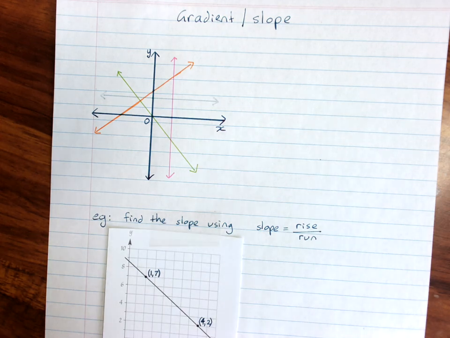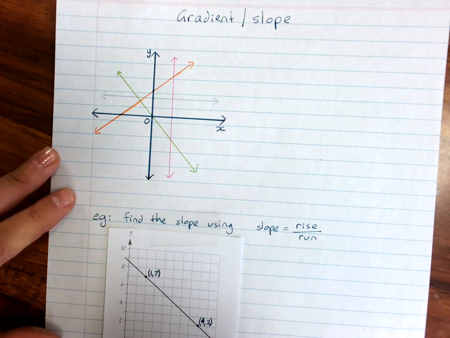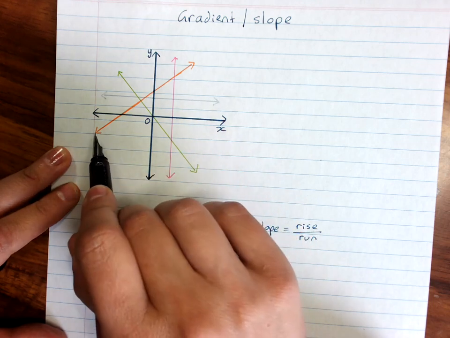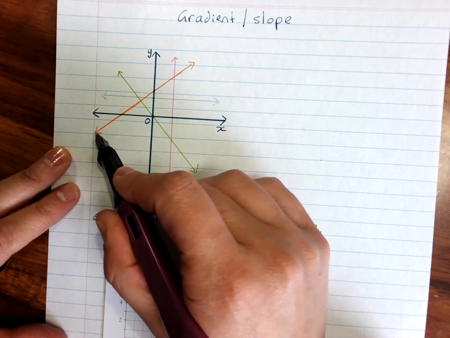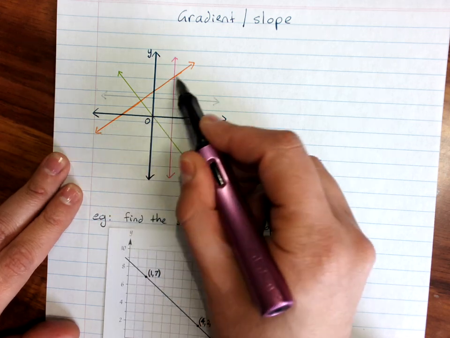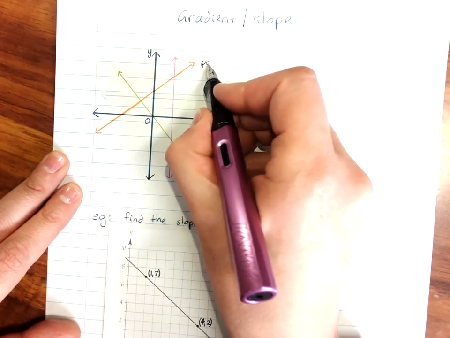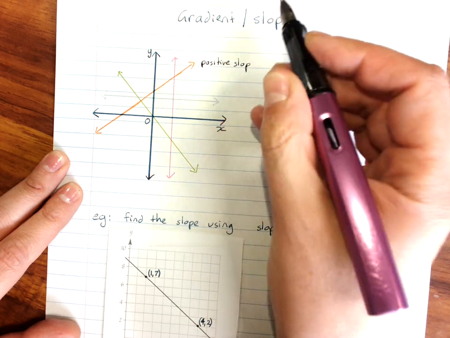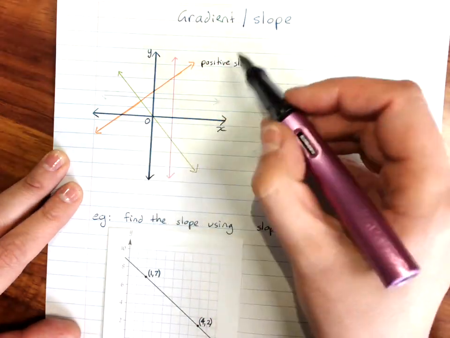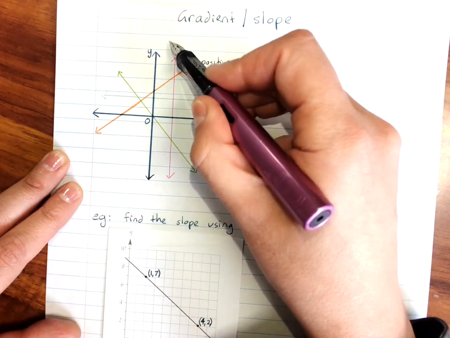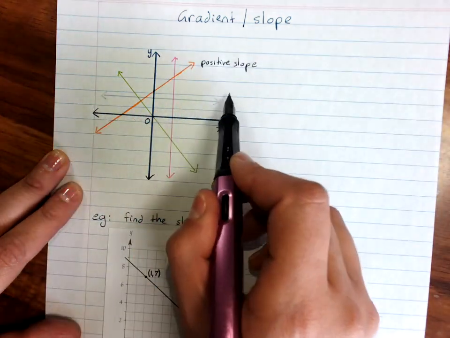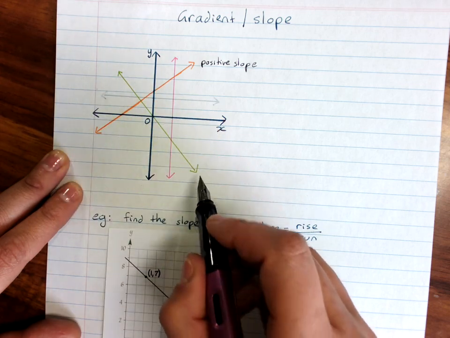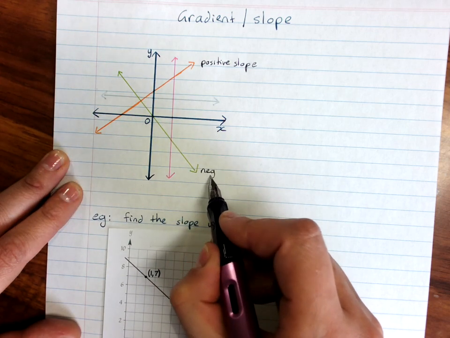The gradient or slope of a line. A line that moves up from the bottom left of the graph to the top right has a positive slope. Obviously, a line can be quite steep with a large slope or quite shallow with a small slope. Sloping down from top left to bottom right is a negative slope or gradient.